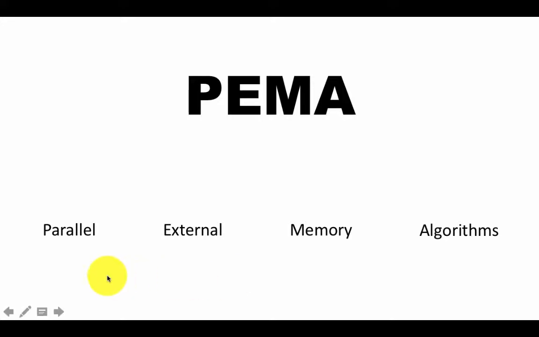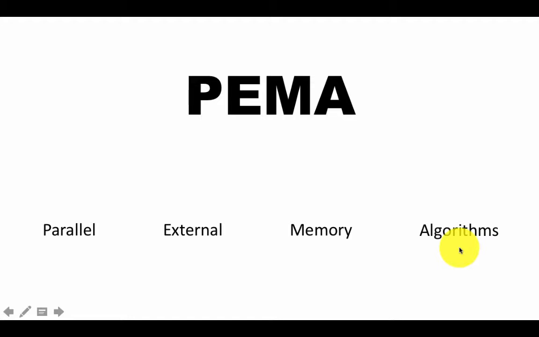Parallel means the work is going on in parallel. All the processors are doing it simultaneously. You're not waiting for one chunk to finish and then another chunk to start. It's external memory, in the sense that not all the data is fitting into the main memory of the computer. Some of it is external. And algorithm, which is just a method of processing.